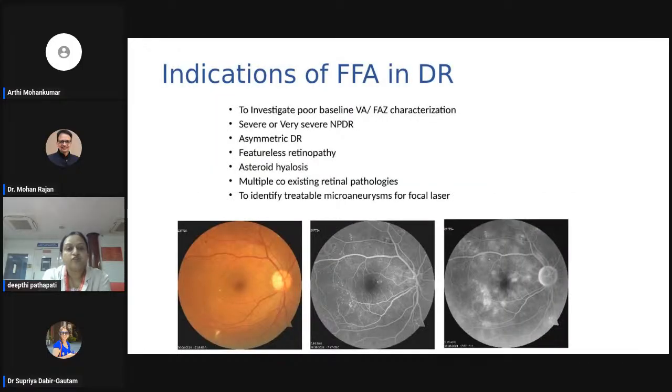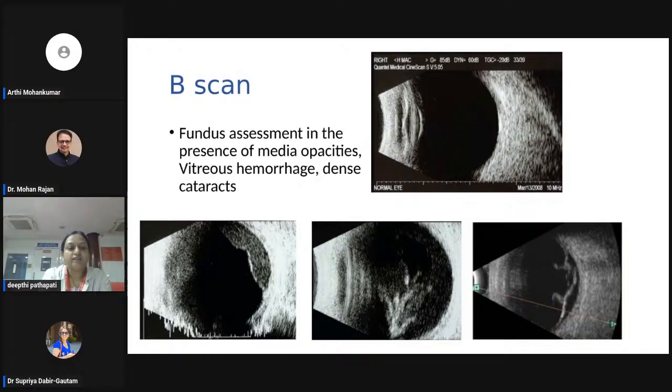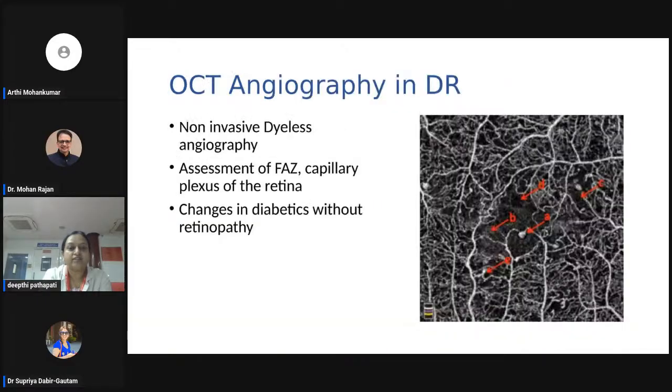What are the indications of FFA in diabetic retinopathy? To investigate poor baseline visual acuity or FAZ characterization, severe or very severe NPDR, asymmetric DR, featureless retinopathy, asteroid hyalosis, multiple coexisting retinal pathologies, to identify treatable microaneurysms for focal laser. B scan, fundus assessment in the presence of media opacities, vitreous hemorrhages, and dense cataracts.